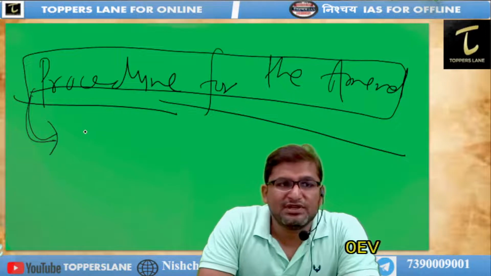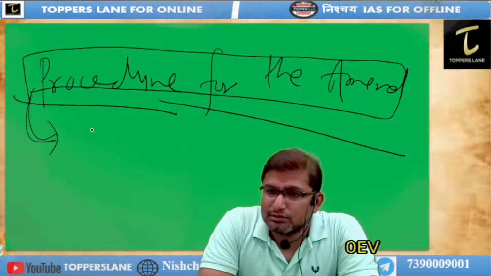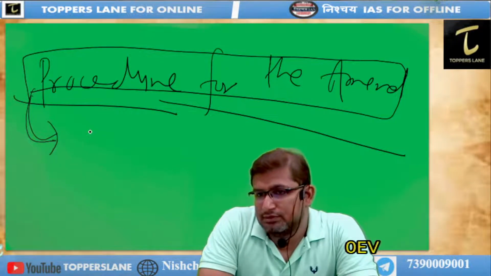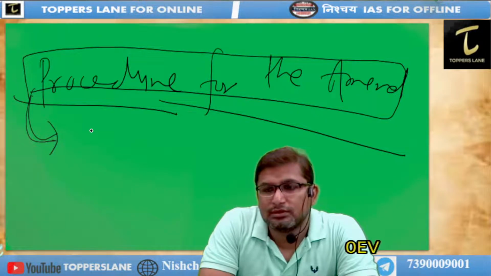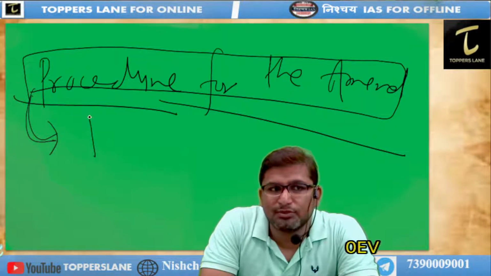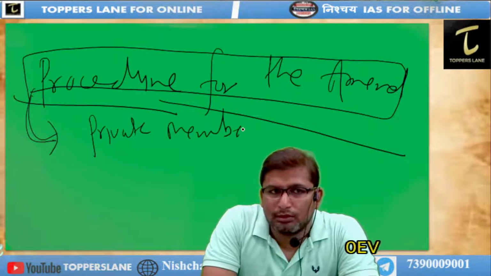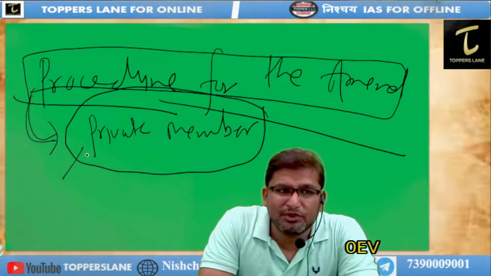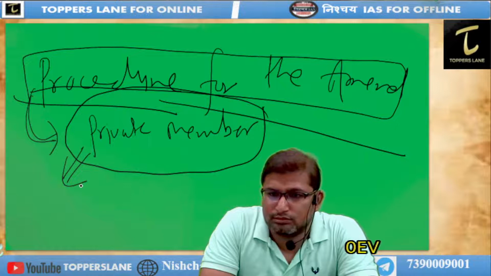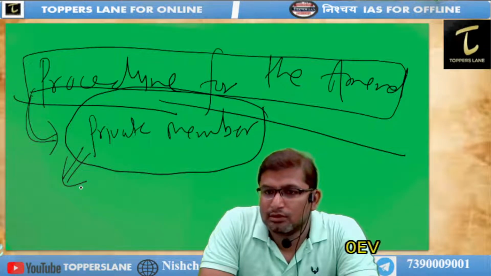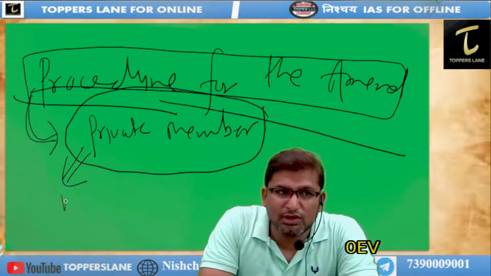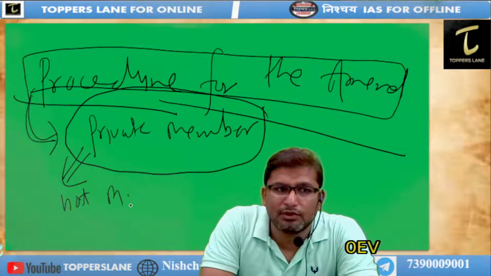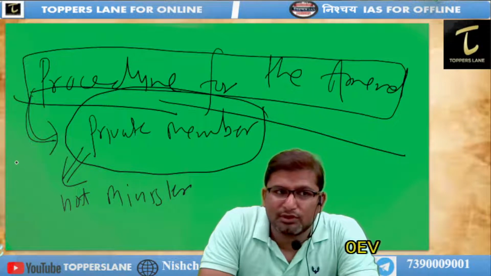See, first, for the amendment of the Constitution, any member of the Parliament, any member means private member also. When I say any member, it also includes private member. Private member means what? Those who are not ministers, they are called private members. Clear?